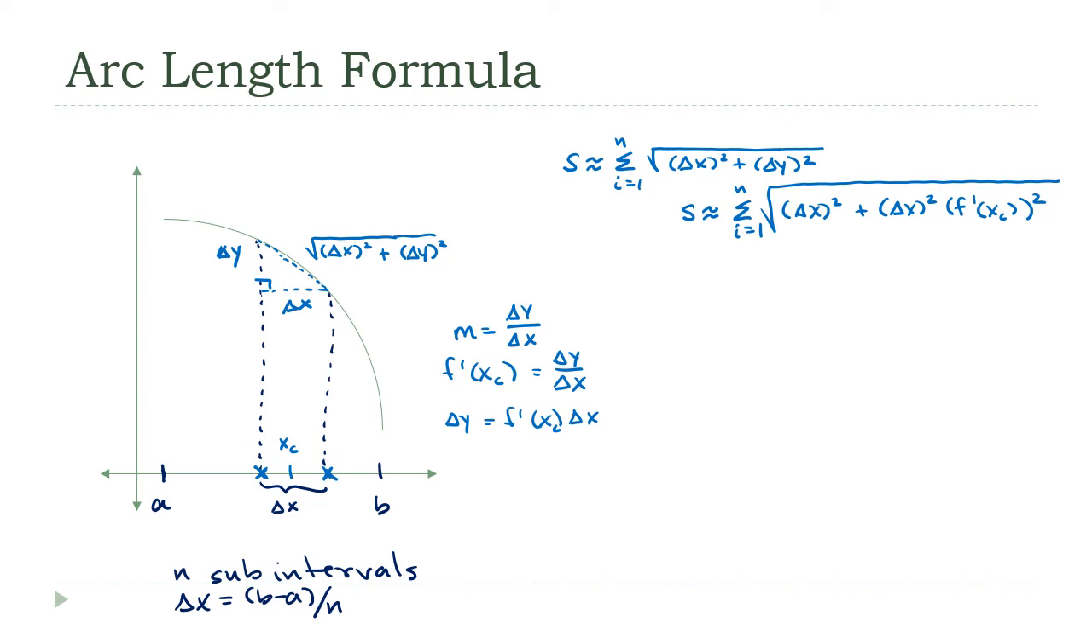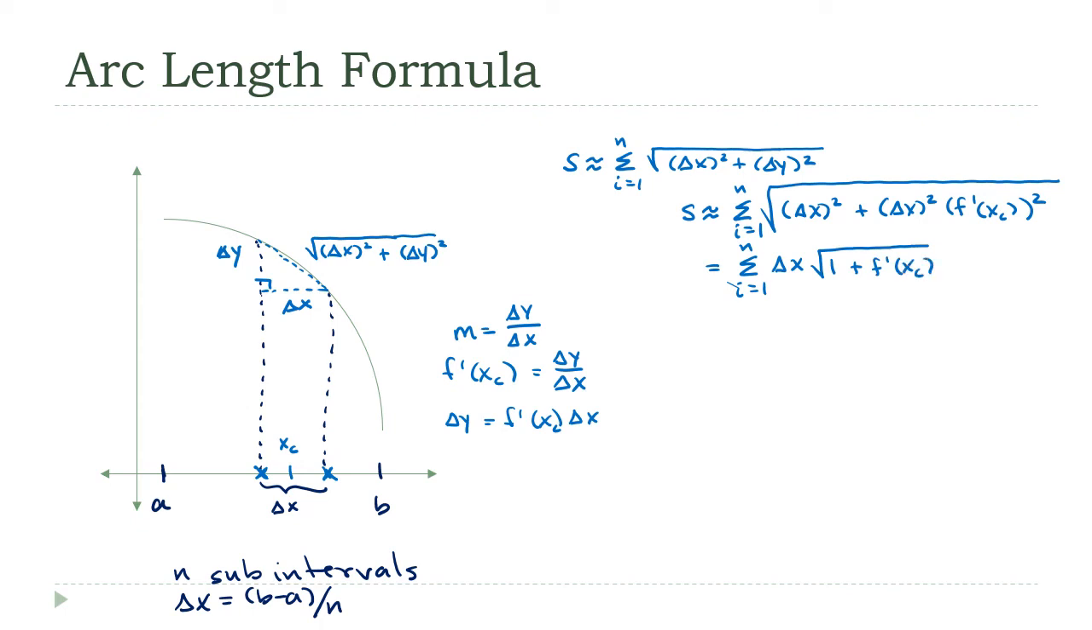Excellent. My delta y is gone. All I've got in there are delta x's. So I'm going to factor that delta x squared out. And the square root of that is just delta x. So my arc length here is the sum i equals 1 to n of delta x times the square root of 1 plus f prime of x sub c squared.